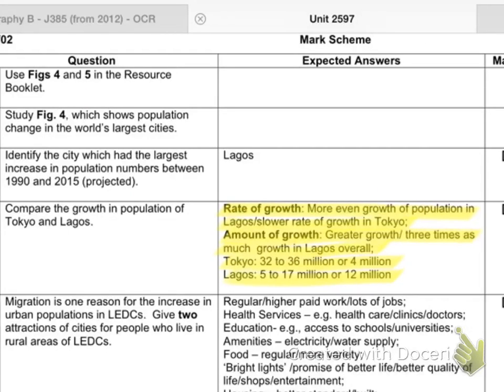Here's the mark scheme for the question where you have to compare the growth in population of Tokyo and Lagos. Have a look at the facts and figures that have been used. See if you've managed to put those in and whether you think you would get 2 marks. So if we can pause for another minute so as everybody can check their answers, highlight on your answers where you have used facts and figures.